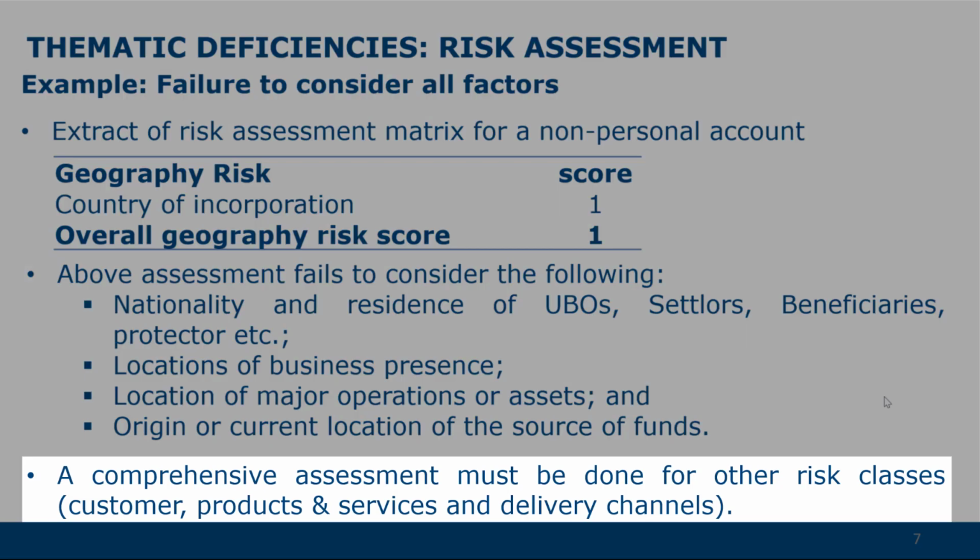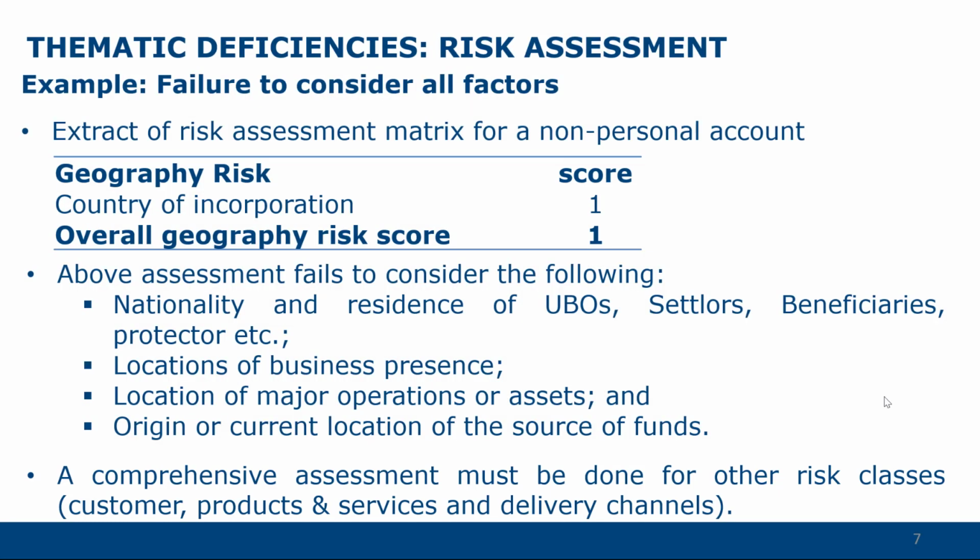Banks and TCSPs should ensure a comprehensive assessment is done for all other pillars of risk assessment, that is, customer, product and services, and delivery channels. The FATF guidance for TCSPs issued in June 2019 contains 27 factors in assessing customer, which is one of the pillars of a risk assessment.